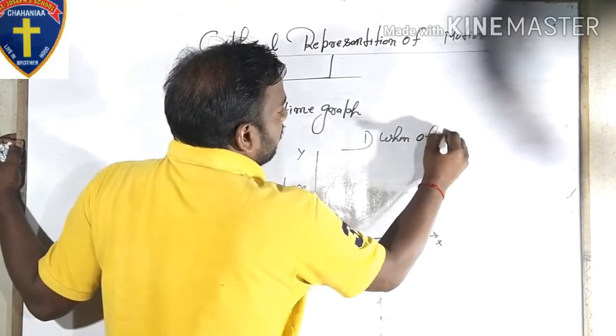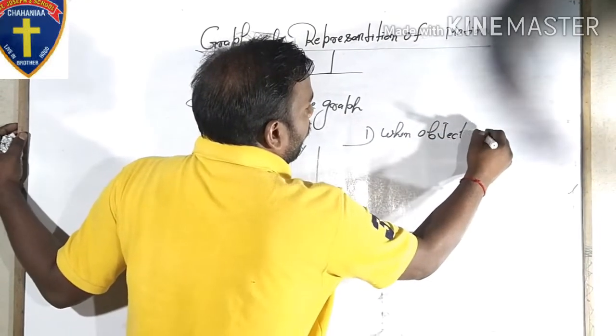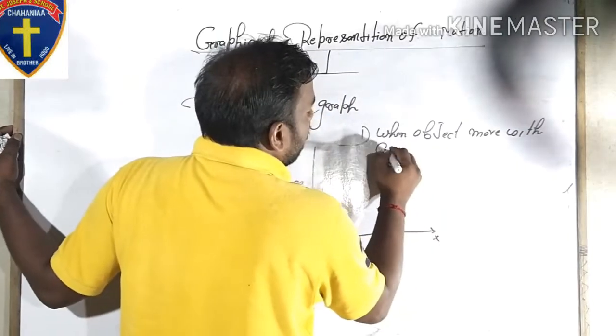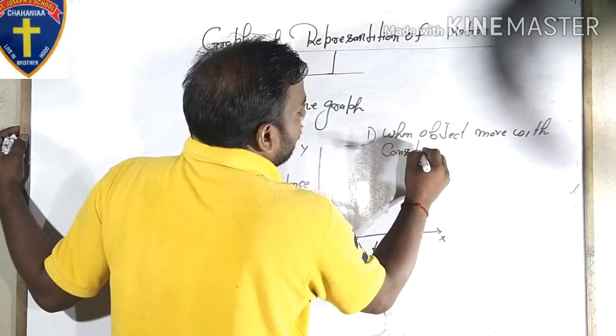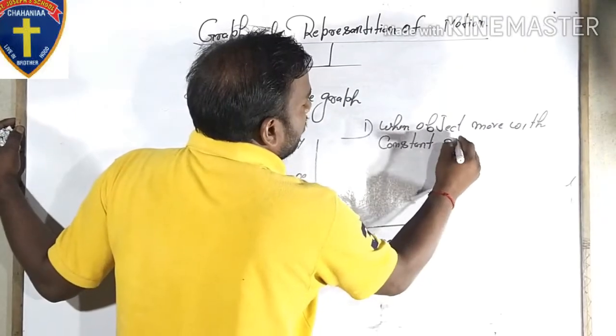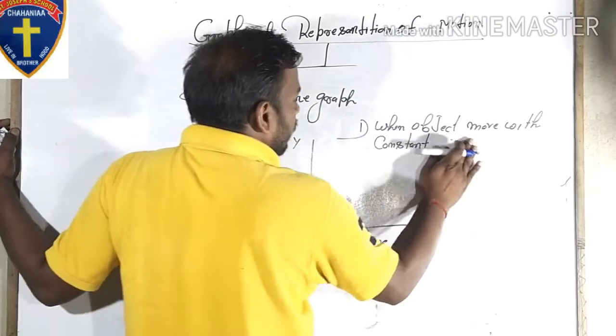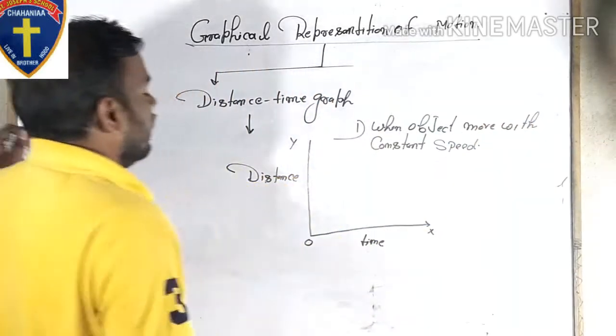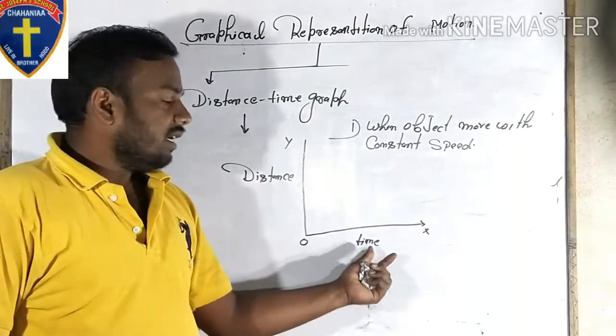First condition: when the object moves with constant velocity, constant speed. Here the distance and the time.